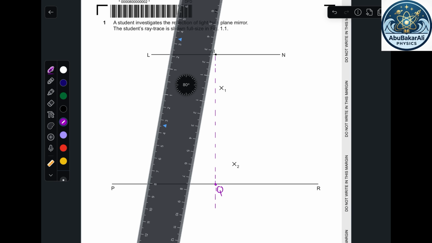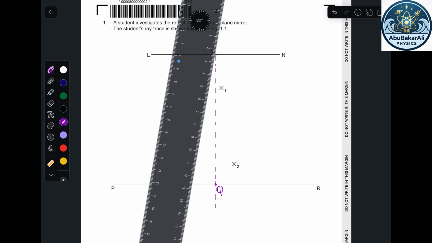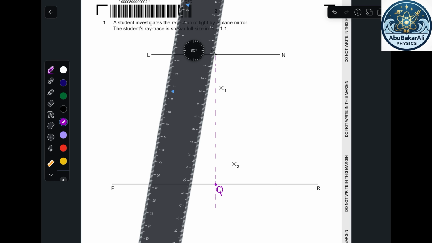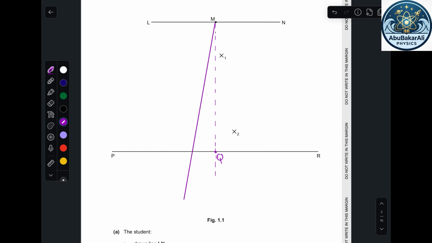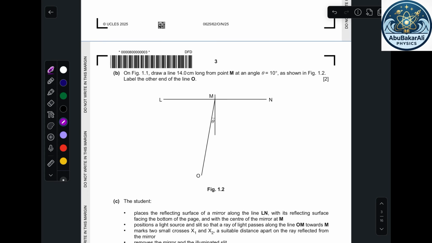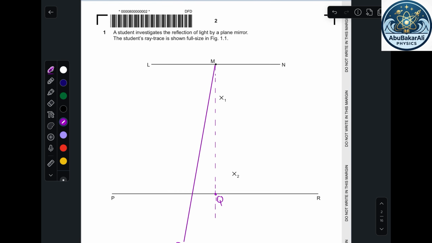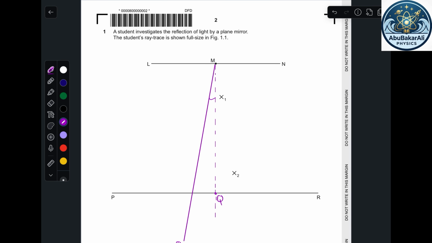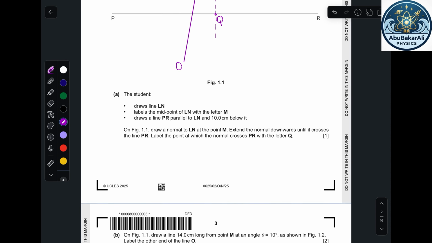So how can I get 14 centimeter? Let me place it at zero. This is at zero exactly, and if I start from here, the 14 will be, yes, there you go. And we have to name this point as O. This line is 14 centimeter, and you have to name this angle as theta. Let's move to the next point.